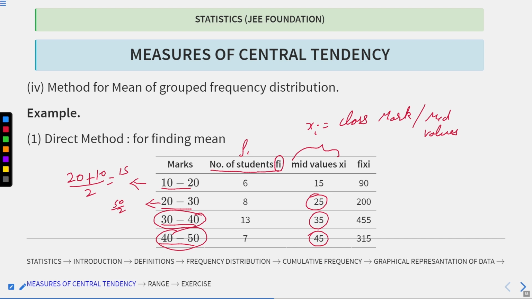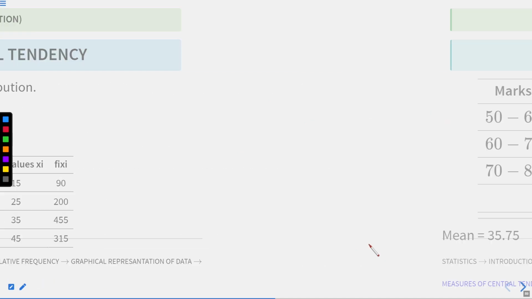What are my fi's? fi means frequency, and xi means the class mark or the mid values of the class interval. Now just multiply them to get my fi xi. So multiply them. 6 times 15 is 90, 8 times 25 is 200, 13 times 35 is 455, 7 times 45 is 315. I hope this is very clear to you.